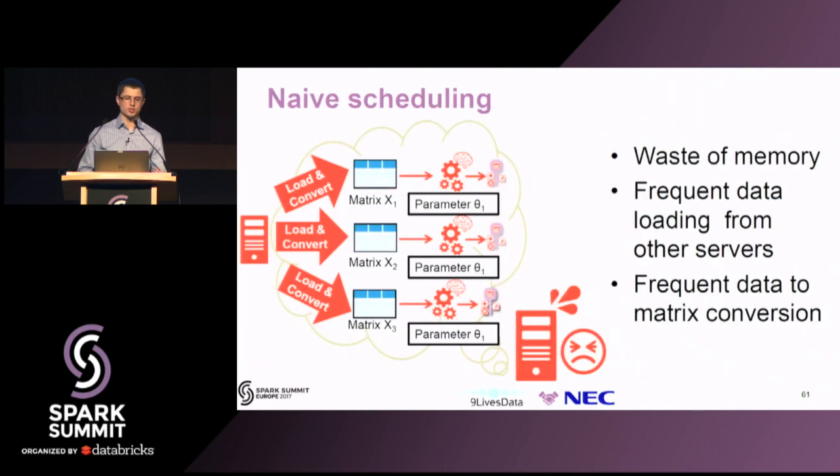So it was presented a few slides before. Okay, and this is very important how actually we schedule these pairs of data and parameter sets. So let's first imagine a very naive scheduling. So I would call it parameter-centric scheduling, where on a single executor we take some parameter set and perform computation for this parameter set and many possible data sets, many possible matrices. So this approach makes that we waste a lot of memory. We must load data from other servers very frequently. And what is more, we must perform data conversion from some initial format to the matrix format also very frequently.